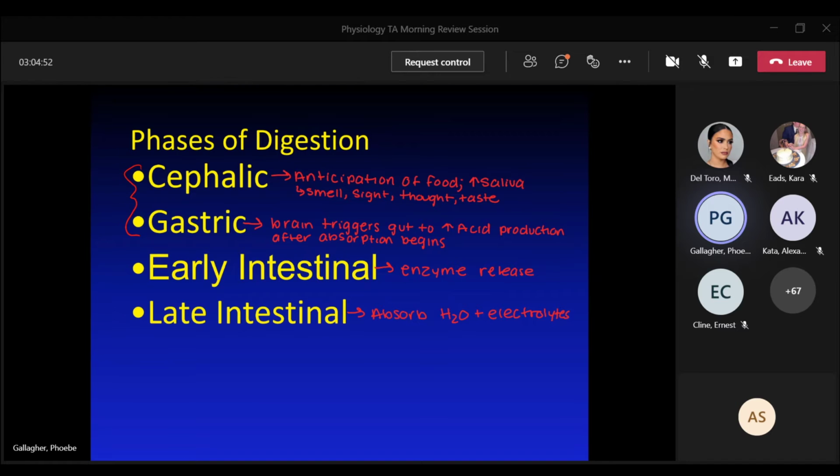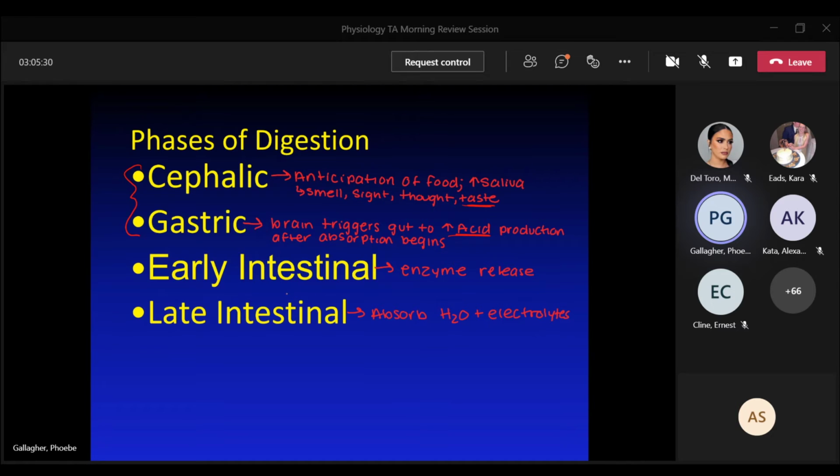So, the sight, the smell, even when you first put a bite of food into your mouth, that initial taste can also contribute to your cephalic phase. And it's going to lead to increased saliva and a few other things that will prepare your body for digestion. For your gastric phase, that is where the food hits your stomach, and you start to increase acid production because your brain becomes aware of the fact that you just ate, so you want to increase other things to help absorb or break down the food.